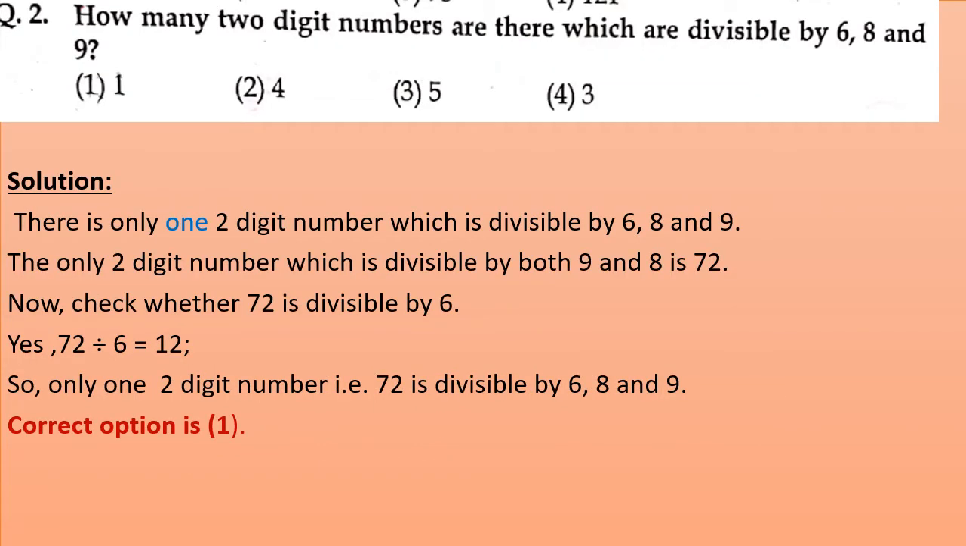This is the solution of question 2. You have to find how many two-digit numbers are divisible by 6, 8 and 9. There is only one two-digit number which is divisible by 6, 8 and 9. The only two-digit number which is divisible by both 9 and 8 is 72. Now check whether 72 is divisible by 6. 72 divided by 6 is 12, so 12 times 6 is 72. So only one two-digit number, that is 72, is divisible by 6, 8 and 9. So the correct option is 1.